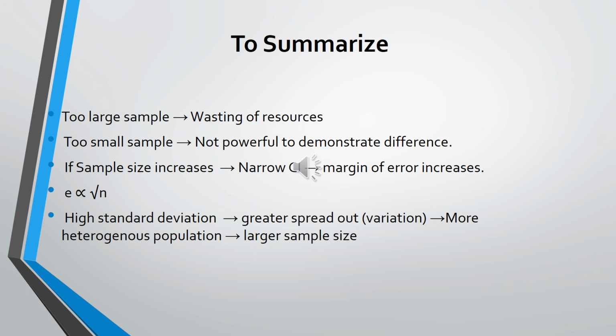Now comes to standard deviation. In case of a high standard deviation, there would be a greater spread out, greater variation, the more heterogeneous the population will be, and the larger the sample size would be.